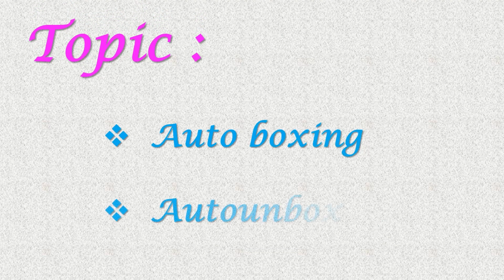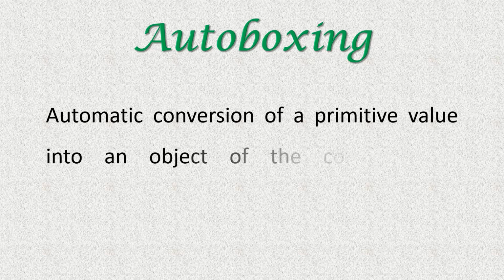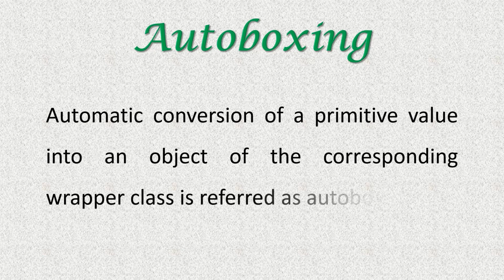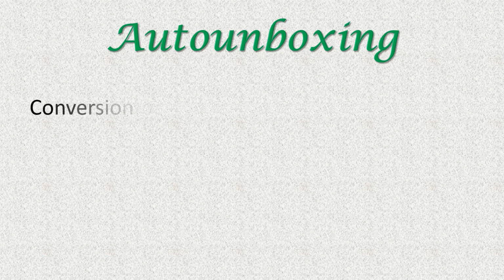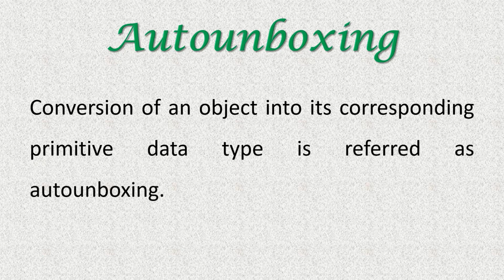Autoboxing and Autounboxing. Automatic conversion of a primitive value into an object of the corresponding wrapper class is referred to as autoboxing. Similarly, in the opposite way, conversion of an object into its corresponding primitive data type is referred to as autounboxing. Let us understand with a few examples.